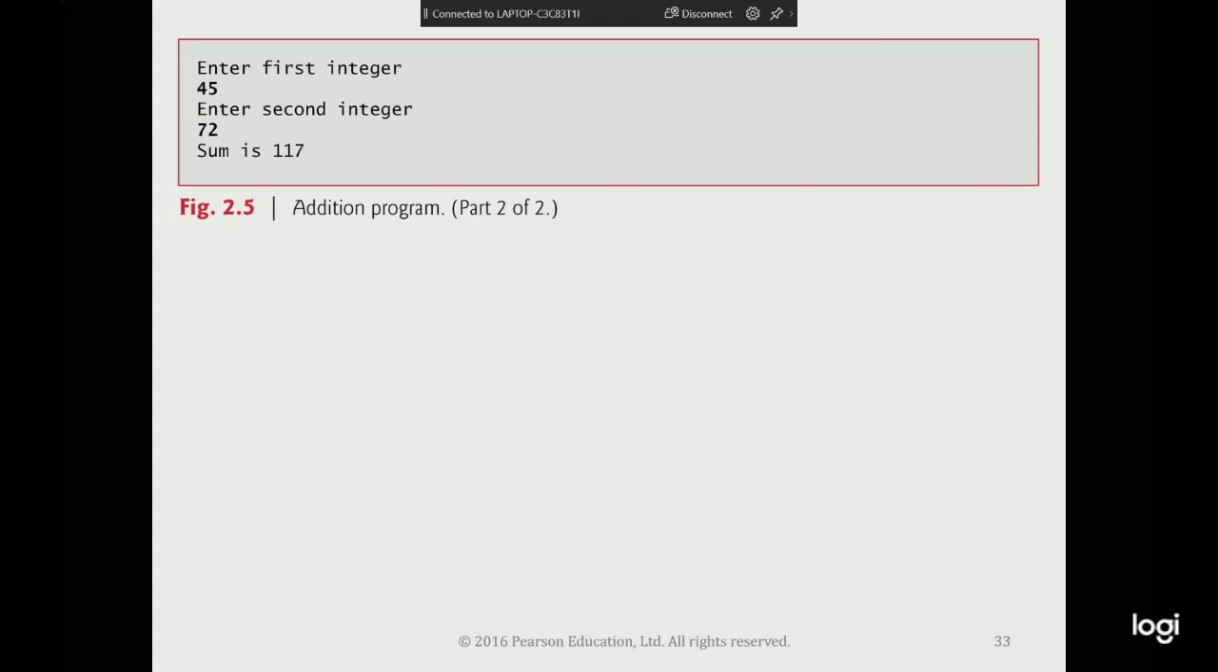On the next line the user entered the number 45. Then the program will ask the user to enter another integer. In this case the user has entered 72. And then on the third line you see that the sum of these two integers is 117, and that is shown on the next line. You can obviously verify this, but I'm pretty sure that this is correct. So that's what this program does.